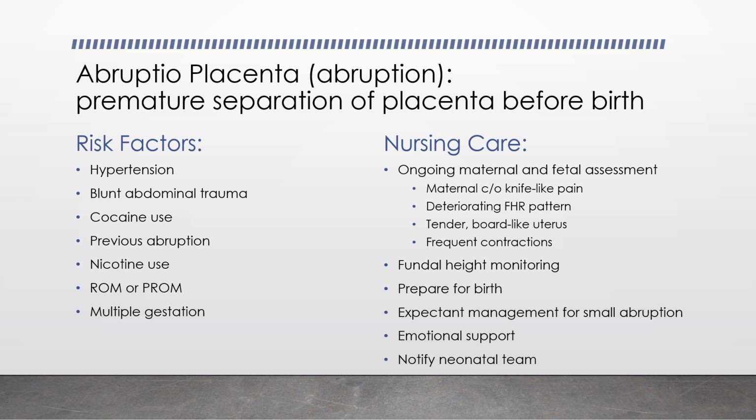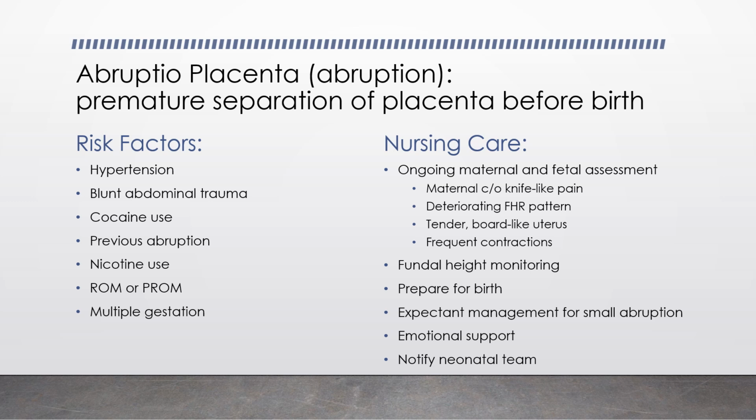On the fetal monitor, you may see a deteriorating fetal heart rate pattern because not all of that placental tissue is adhered to the maternal uterus, so oxygenation may be impaired. And you also will probably see very frequent contractions. So all of those things together make you think that it could be a placental abruption. You may want to do fundal height monitoring, especially if they're having all of these symptoms and not a whole lot of vaginal bleeding. The blood could be collecting inside the uterus, causing a rise in fundal height.